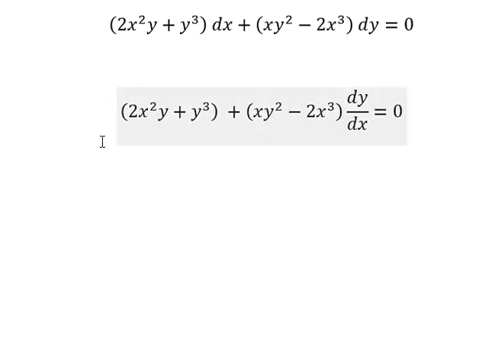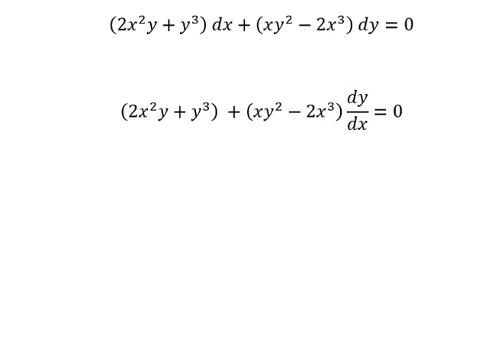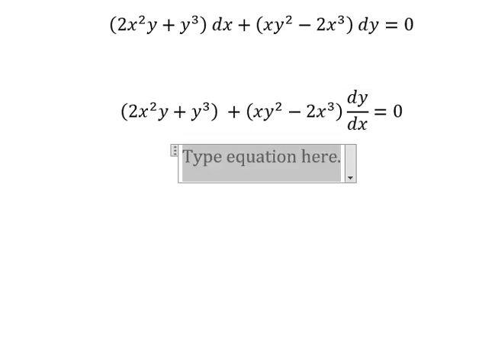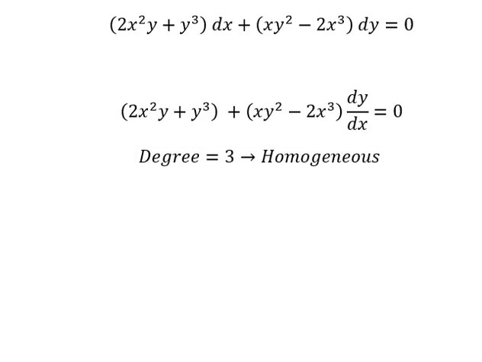Next, we have s to the power of 2y, y to the power of 3, s square, s square, sy square, and s to the power of 3. They are degree number 3. So this is about homogeneous.